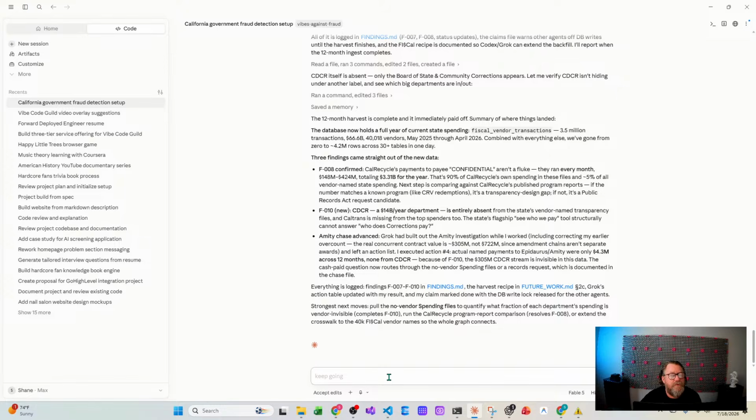Strongest next move: pull the no vendor spending files to quantify what fraction of each department's spending is vendor invisible. Run the Cal Recycling Program Report comparison, or extend the crosswalk to the 40,000 Cal vendor names so the whole graph connects. Which one should we do? Let's go with the no vendor files. Actually, let's just do all three.